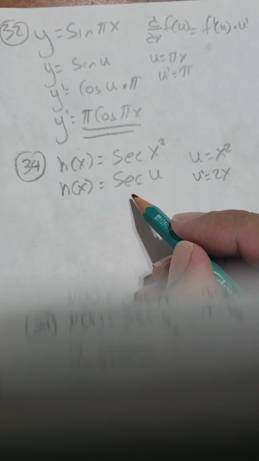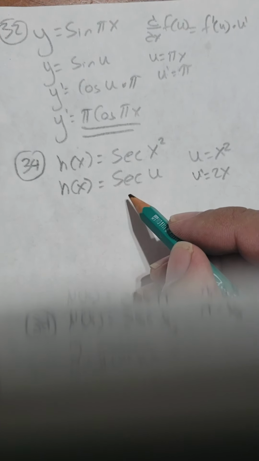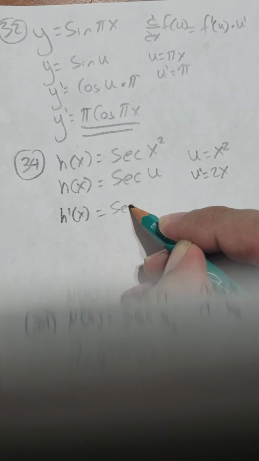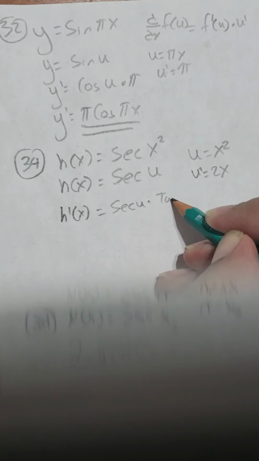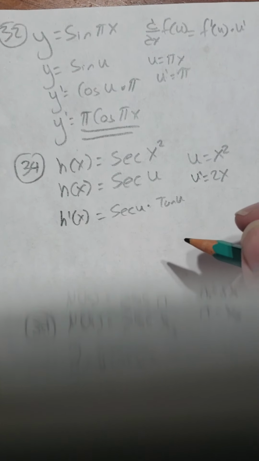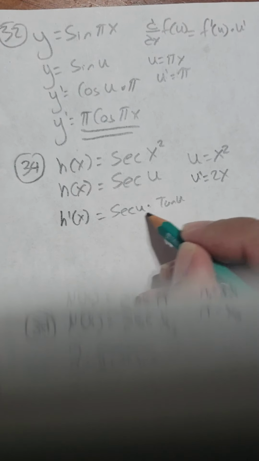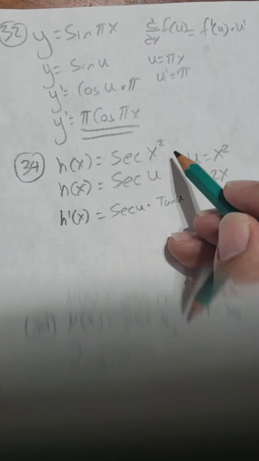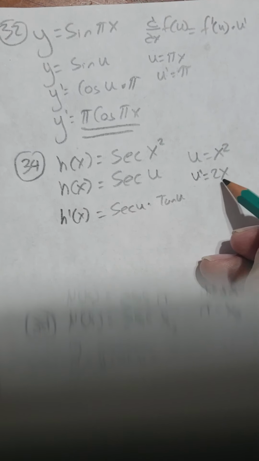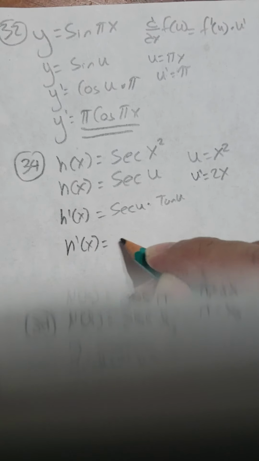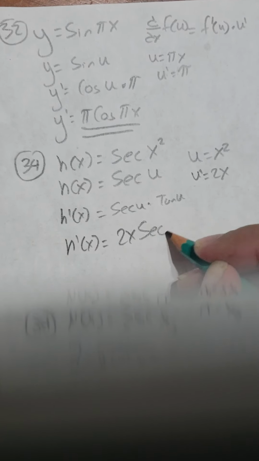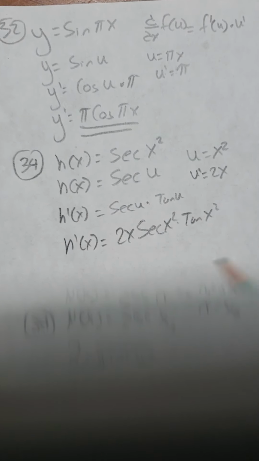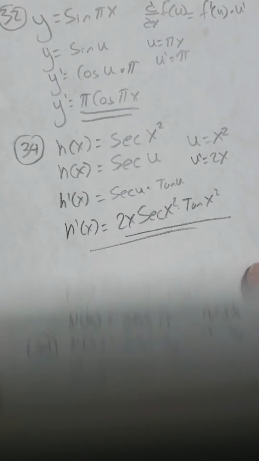Now, what is the derivative of secant of u? Well, this is a particular one: it is secant of u multiplied by tangent of u. Now, we have to make the substitution, because this is the derivative of secant of u. We have to find the derivative of secant of x to the second power. That means we have to multiply by u prime, making the chain rule. Here it will be 2x multiplied by secant of x to the second power times tangent of x to the second power. And that is the answer, number 34.